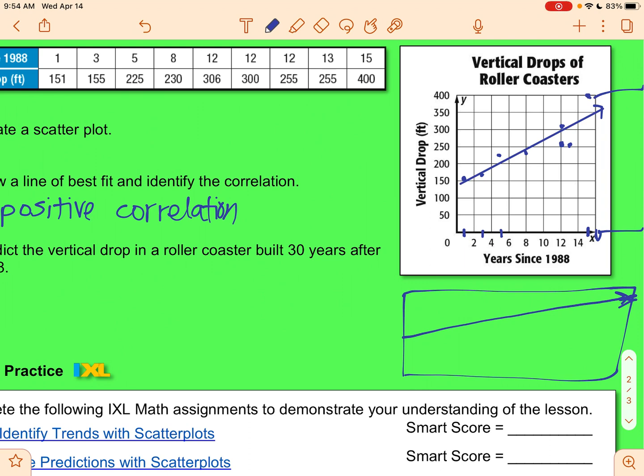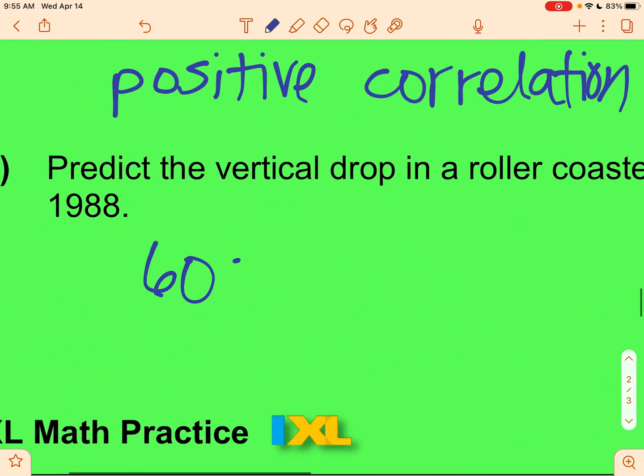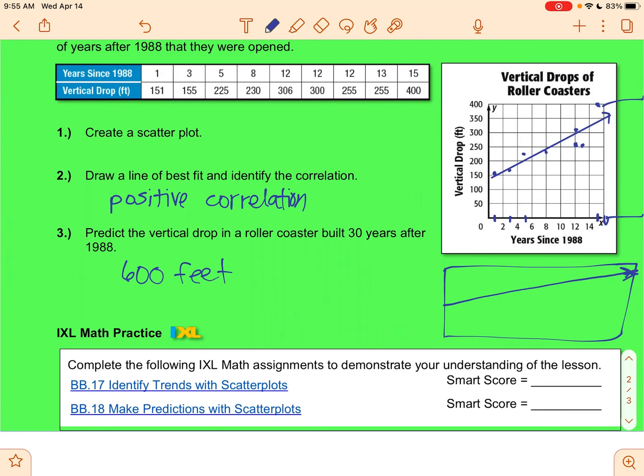We don't know exactly what it is, but if in 15 years it's almost to 400, our line of best fit is almost to 400, I'm going to add about 200 to that. So I'm going to say that it is going to be about 600 feet. And that is our answer. We're all going to get different things for number 3, and that's totally fine. You just need to make an educated guess.